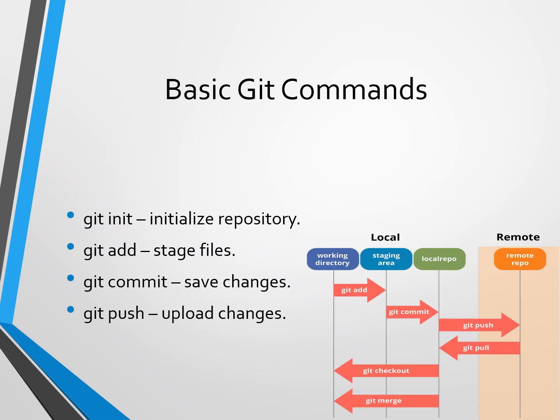Here are some basic Git commands which are used in Git. Git init, used to initialize the repository, and git add, which helps to stage files. Third, git commit, which is used to save changes, and git push, which helps to upload changes.